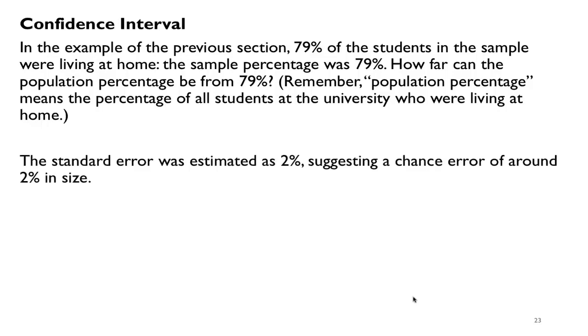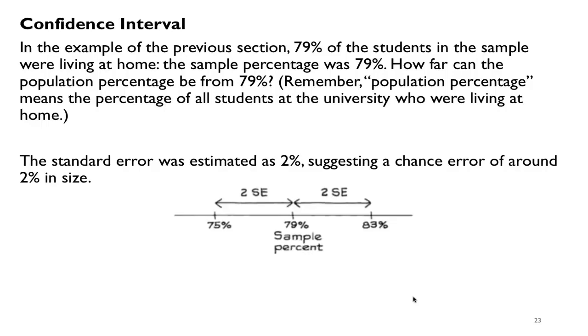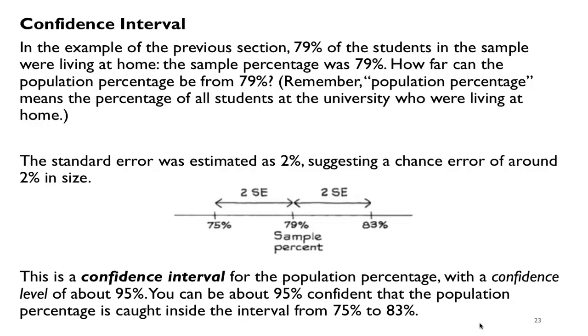The standard error was estimated to be 2%. So that means that we want to use this 2% to find a bound for the population percentage. The way we do it, we're going to take 79%, which is the midpoint, and add and subtract 2 standard errors from 79%. So 2 standard errors using 2% is 4%. That means my interval should be from 75% to 83%.